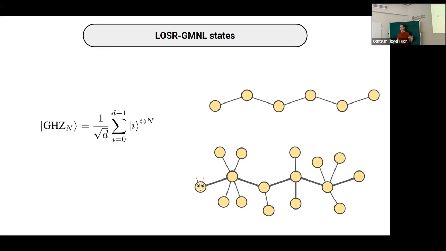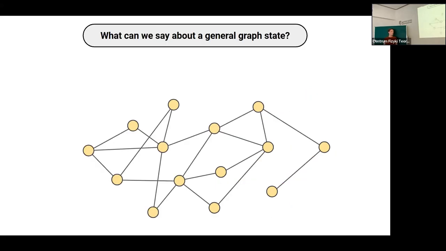This doesn't mean that any other graph state is not LOSR-GMNL. It's just that the method we use is best suited for those. However, we can also say something about general graph states. So let's say we have a graph like this. What can we say about the graph state that corresponds to this graph?